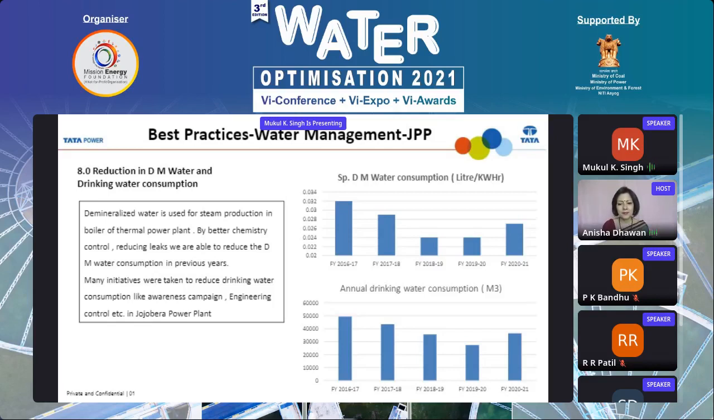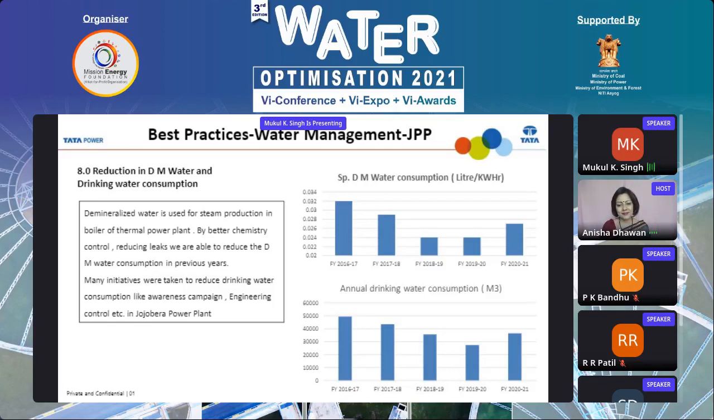Let me share a small example. In the drinking water system, Jojobera power plant is a small plant, but we had provided almost 150 drinking water taps in the plant area. No doubt, if availability is easy, then misuse also starts.